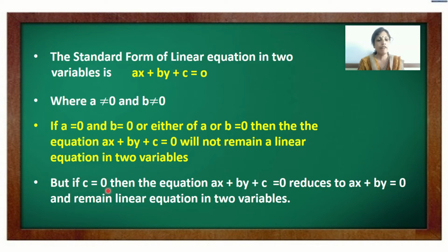But if c is equal to 0, then the equation ax plus by plus c is equal to 0 reduces to ax plus by is equal to 0, and it remains a linear equation in two variables. So in the standard form, c can be equal to 0, but a and b cannot be equal to 0. That is the primary condition for any equation to be a linear equation in two variables.